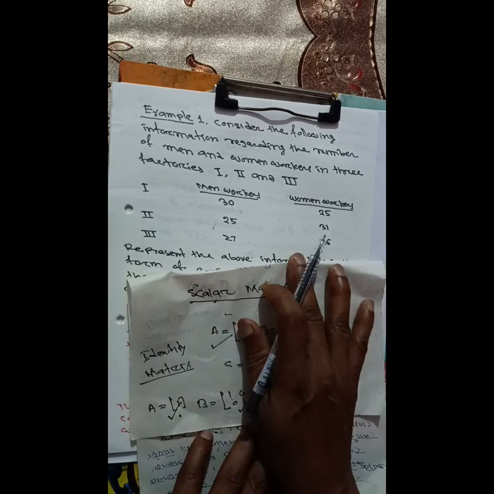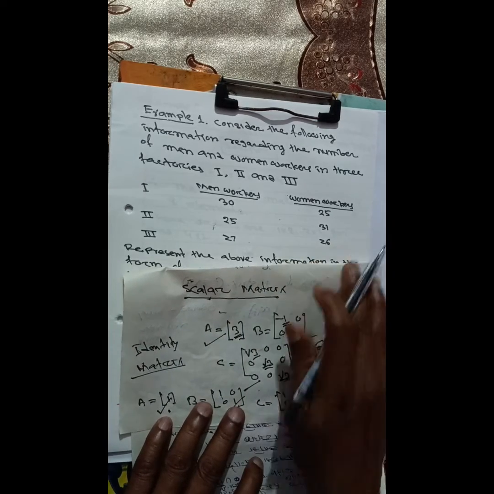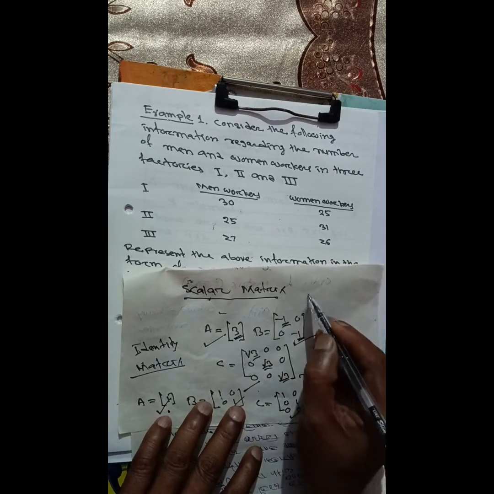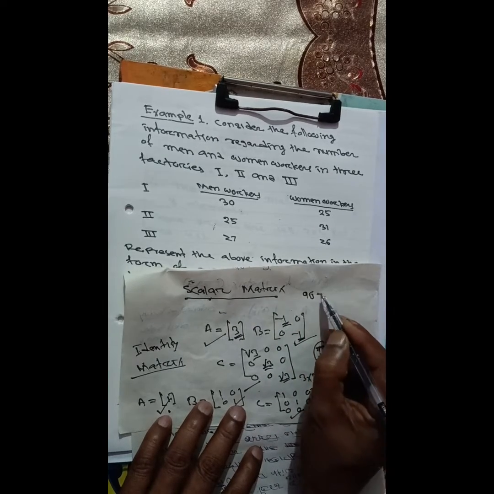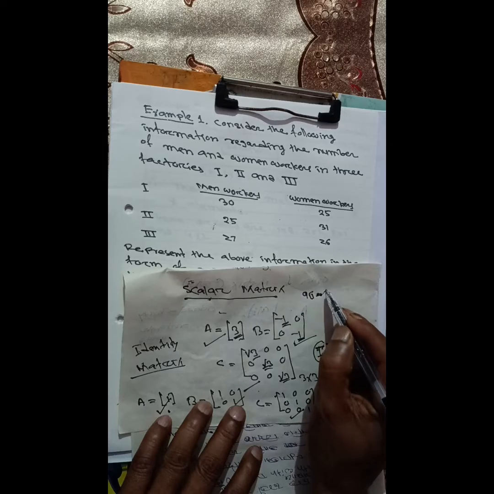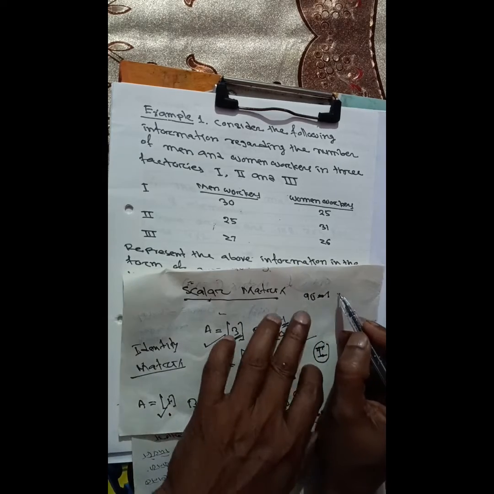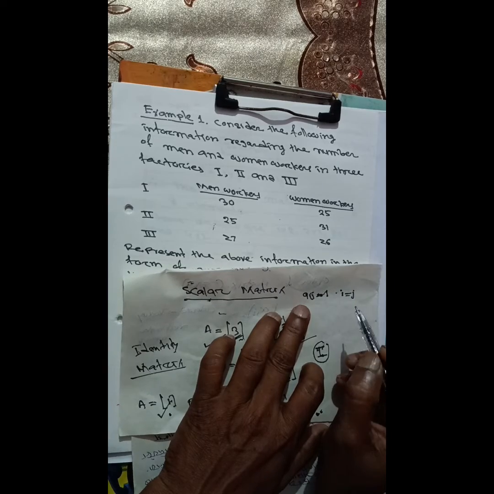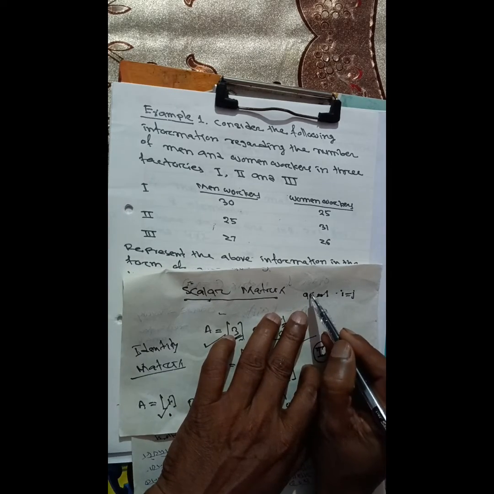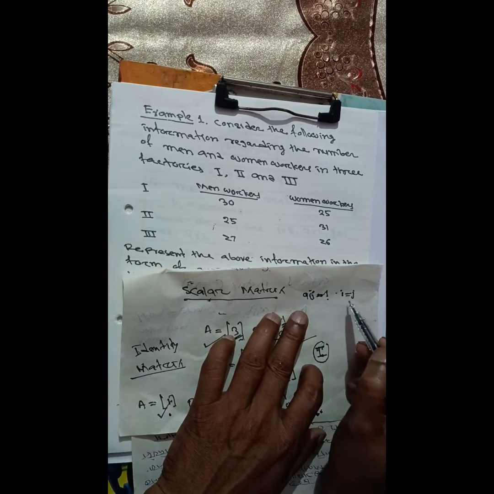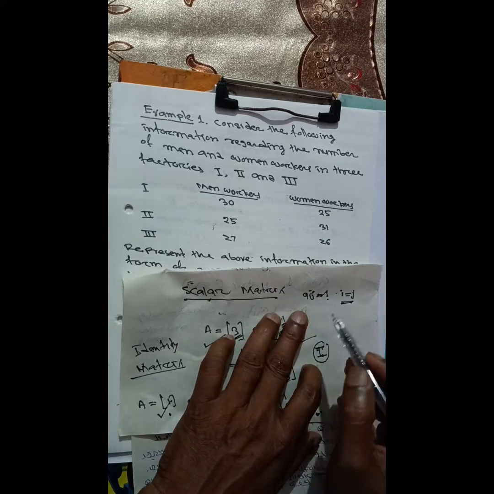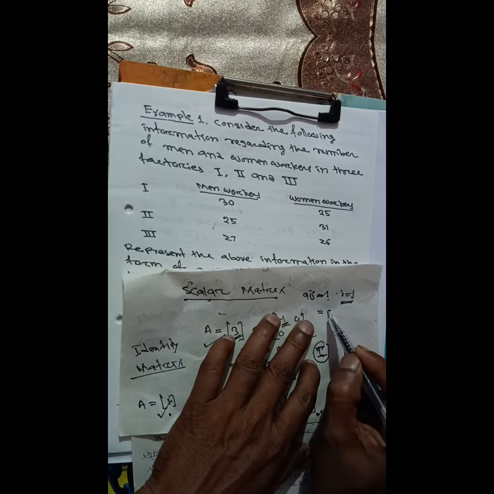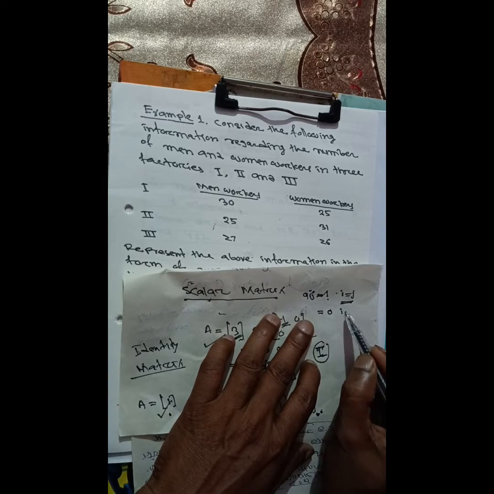In the case of an identity matrix, we can say aij is equal to 1 if i is equal to j, and aij is equal to 0 if i is not equal to j.